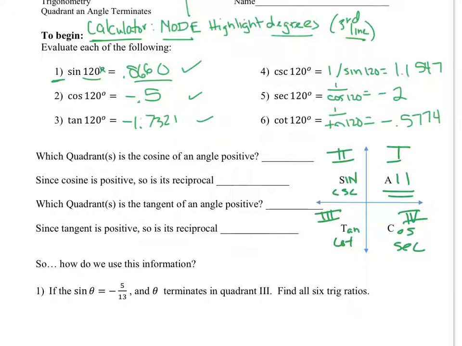So we remember that as all students take calculus, you will find other ways to remember it from your peers. I will not tell you those. So which quadrant is the cosine of an angle positive? Well, that's 1 and 4. Since cosine is positive, so is its reciprocal secant.